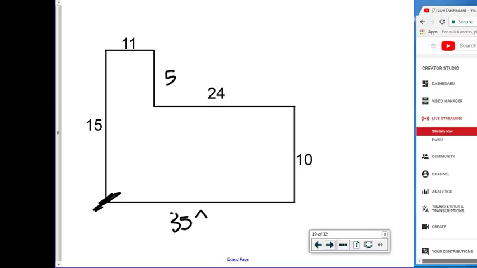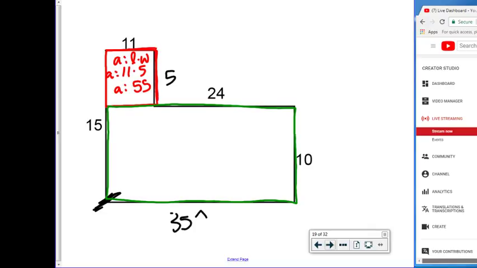So what you want to do is make something that looks familiar. Well, if I broke this shape up into this rectangle and this rectangle, you would be able to see that the formula for area of a rectangle is length times width. This is 11 going across times 5 going up and down. The area is 55. Answer choice A on a test could be 55. Don't take the bait. You're not done yet.